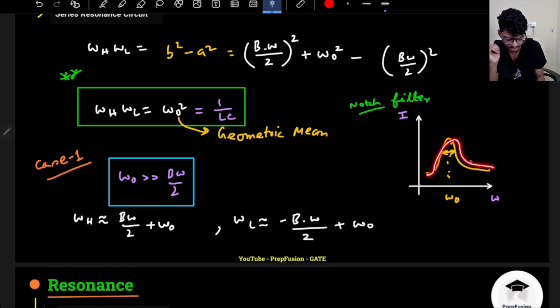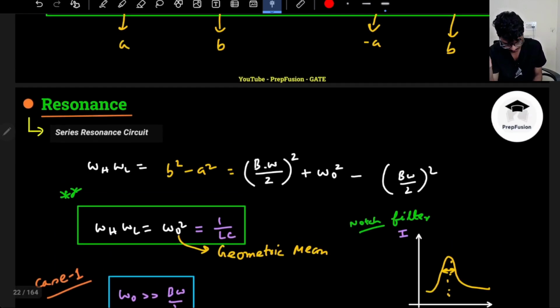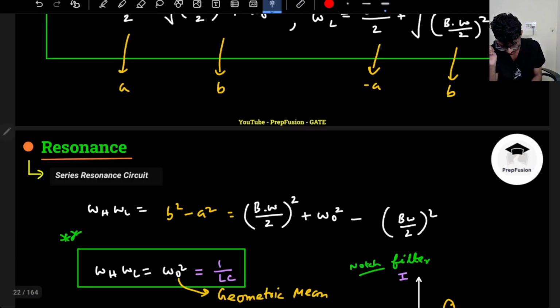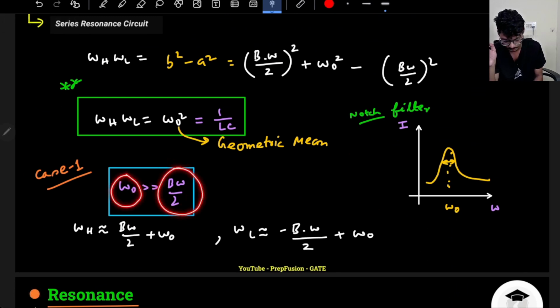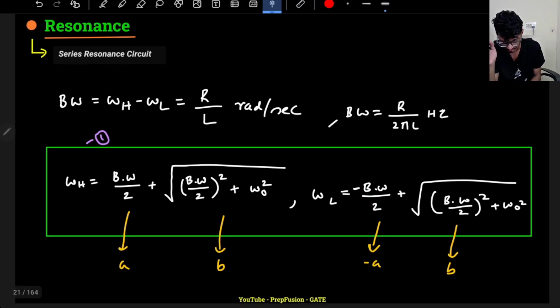Whenever these conditions happen, these types of filters are known as notch filters. And the higher 3 dB frequency and the lower 3 dB frequency, I can write approximately equal to this. How? What is the condition? The condition is omega naught is very much greater than bandwidth by 2.